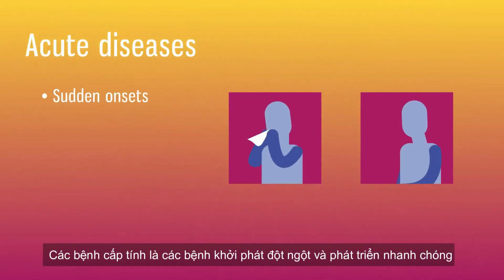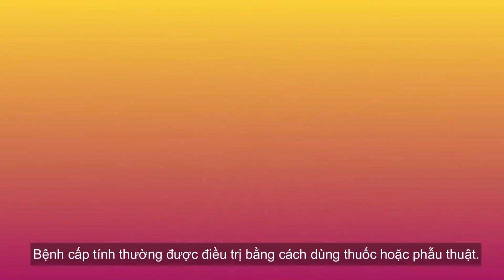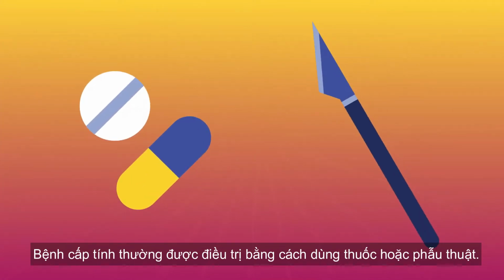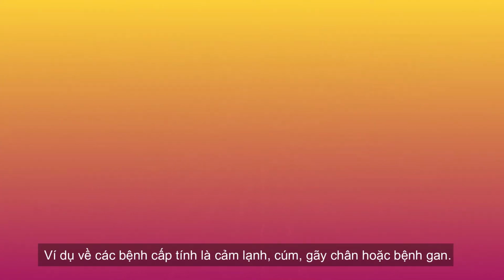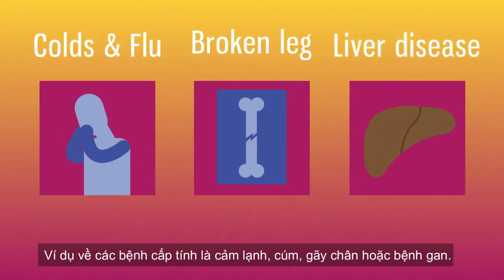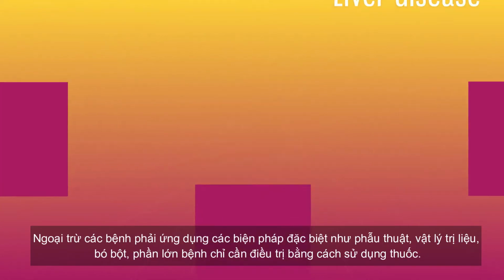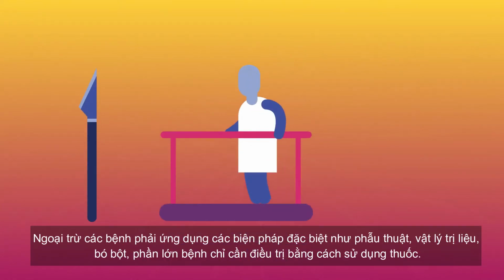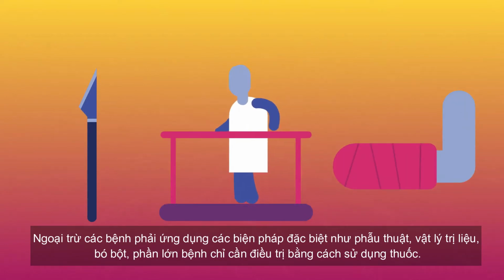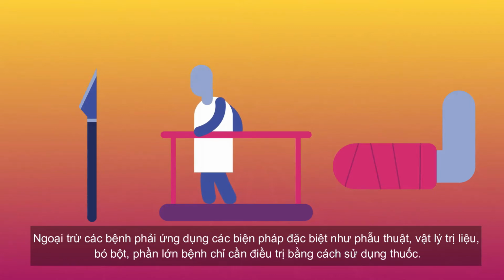Acute diseases have sudden onsets and progress quickly. Treatments include taking drugs and/or surgery. Examples of acute diseases are colds, flu, a broken leg, or a liver disease. So how can diseases be treated? Apart from surgery, physiotherapy, plaster casts, and other interventions, many diseases are just treated with drugs.